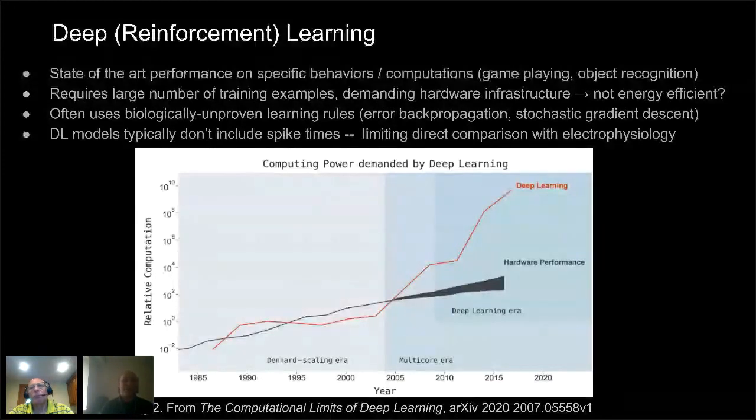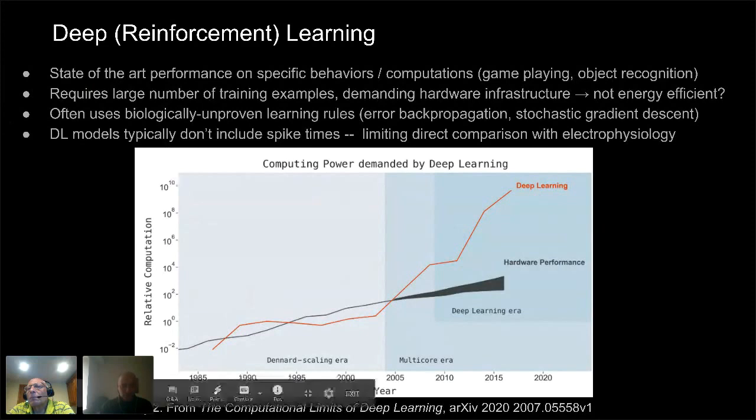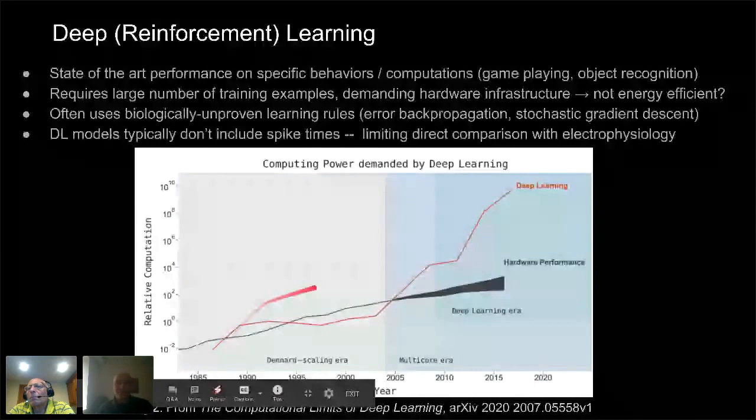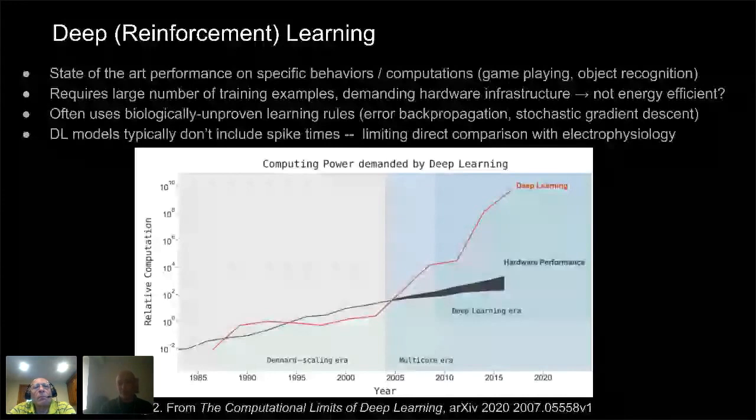And another problem is that the networks that they use, they have pretty simplified neurons that don't even include spike time. So that makes it difficult to compare against experimental data that's recorded from animals, for example. And then that will potentially limit insights into how short timescale activity in the brain is contributing to perception and behavior. And this figure over here is showing how the computing power and hardware demands from deep learning algorithms has increased over time and kind of outstripped where they need to be. So some more work on improving algorithms could give more efficient results possibly.